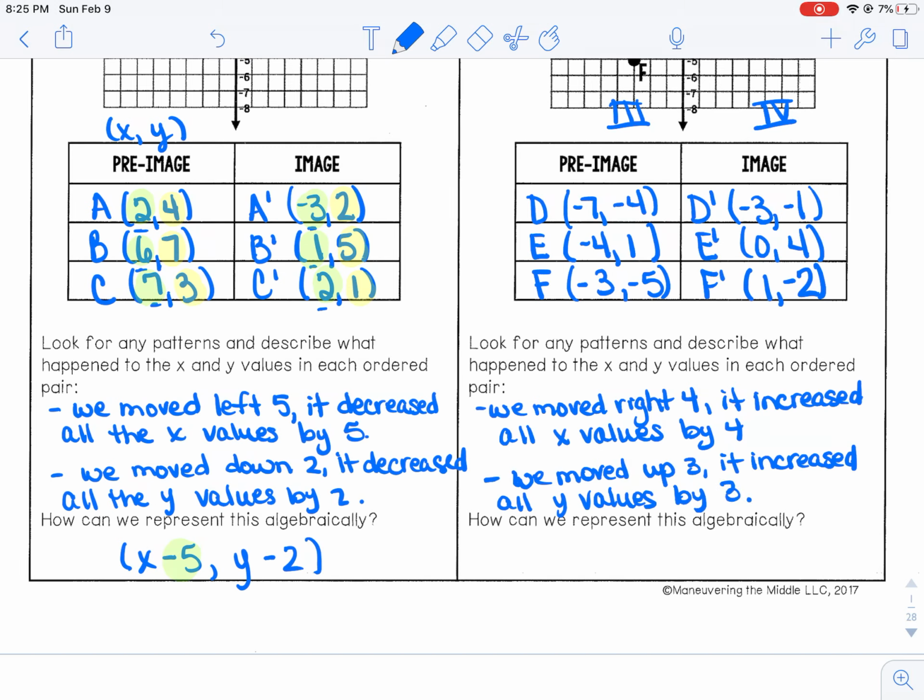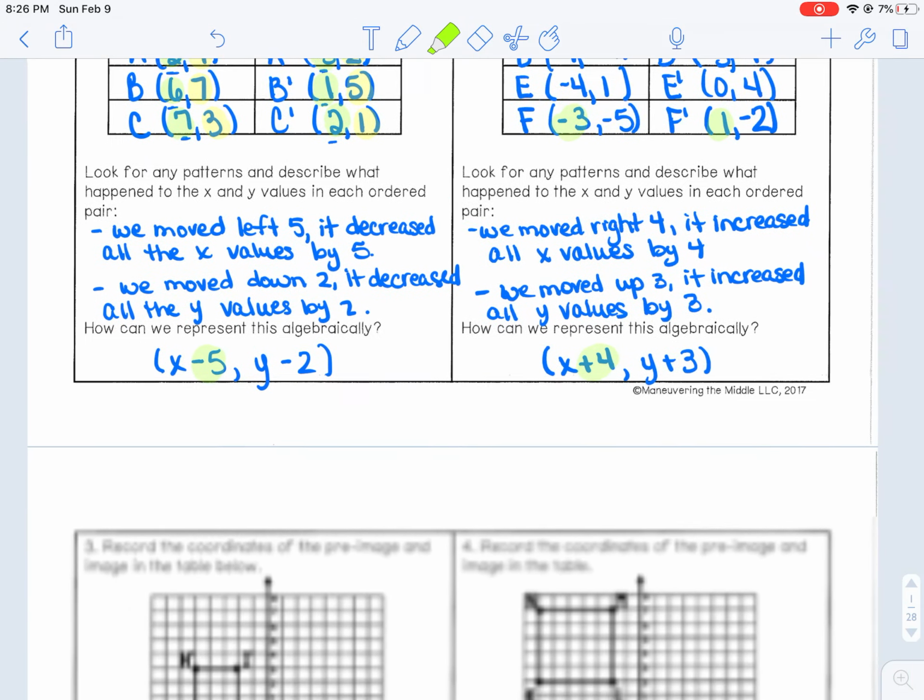Okay, so how would we write that algebraically? Again, as an ordered pair. We move to the right 4, moving to the right is positive, so we do x plus 4. And we moved up by 3, so y plus 3. So again, you are taking your x value, like -3, you're going to add 4 to it, and it gives you that 1. Okay, see how that works and how it's going to make your life a little bit easier. All right, so let's take a look on the back side.